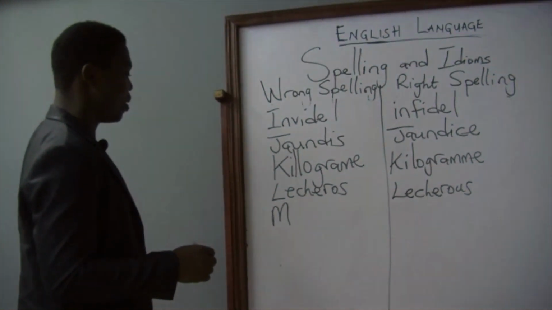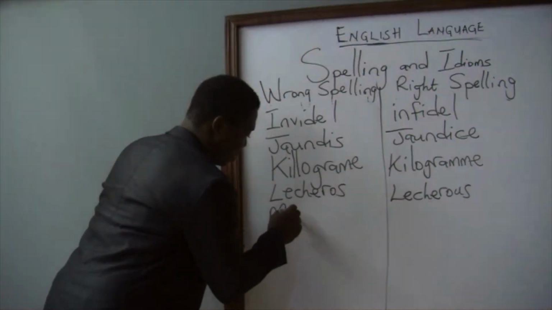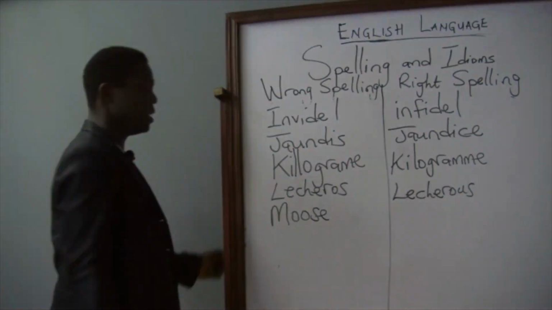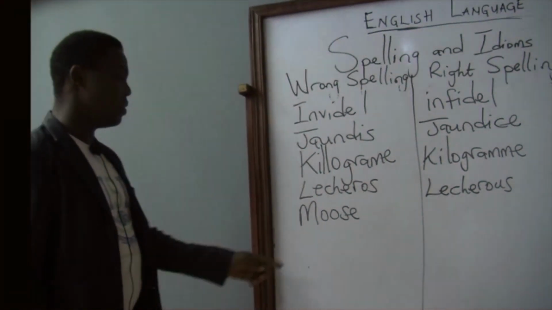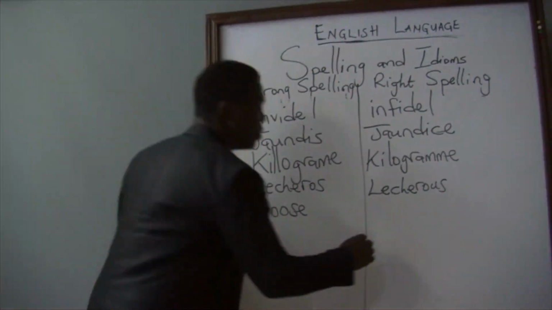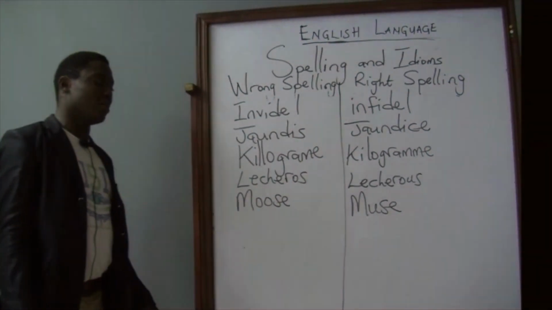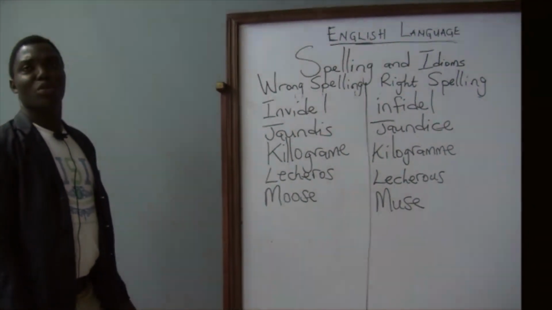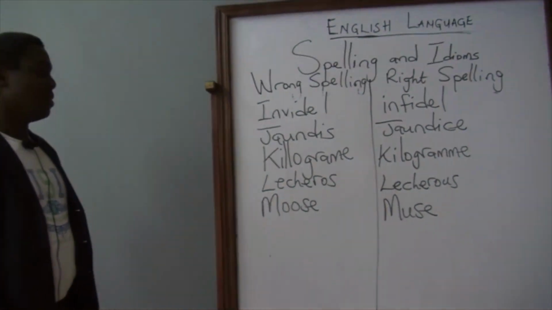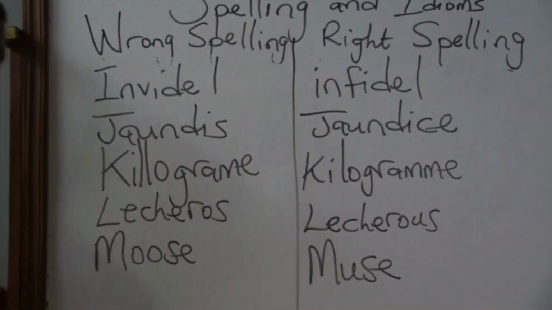And we are considering the word muse. Muse. Some people pronounce it this way, or spell it this way. They spell it as M-O-O-S-E. No, it should be spelled as M-U-S-E, muse. And what's the meaning of the word muse? A musician, a poet, a composer, and so on.